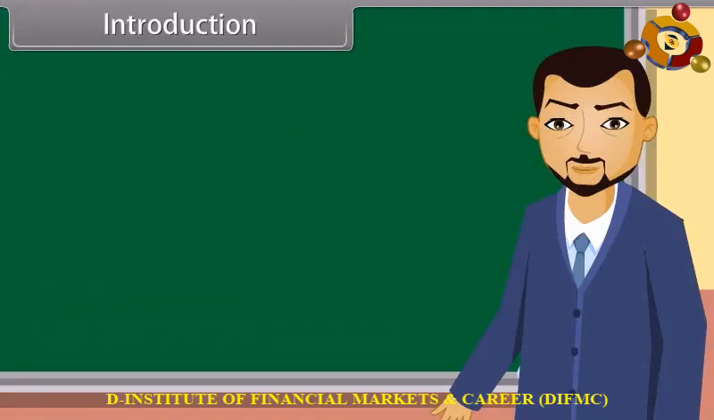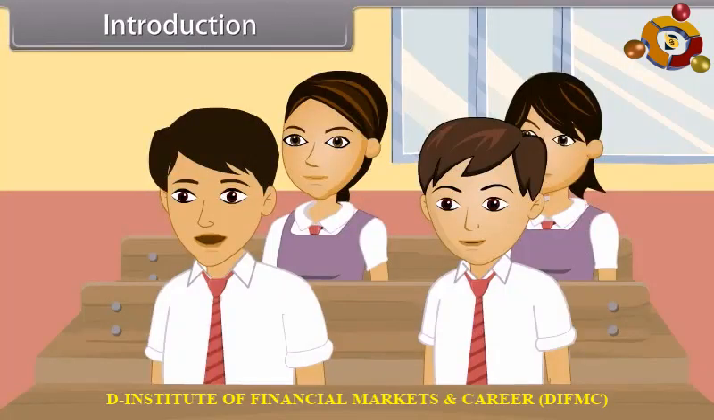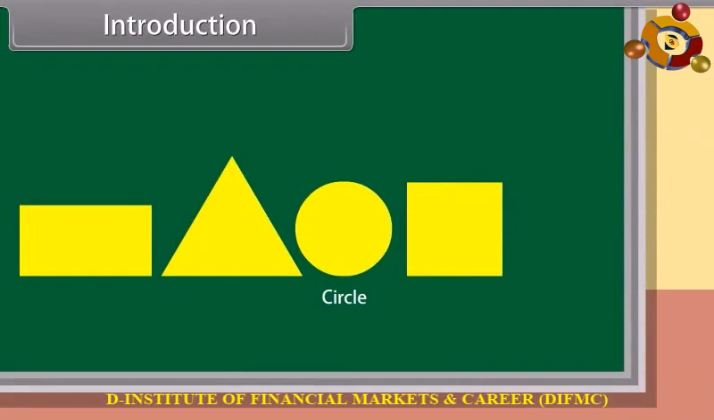Introduction. I will draw some shapes on the blackboard. You have to tell me their names. This is a circle. And this is a rectangle. This is a triangle. And this is a square, sir.